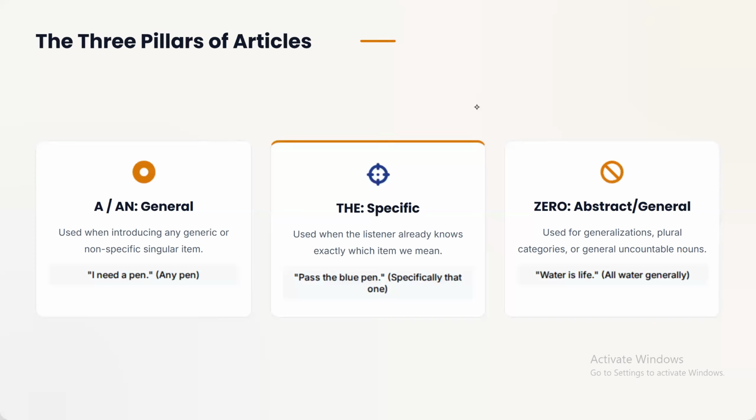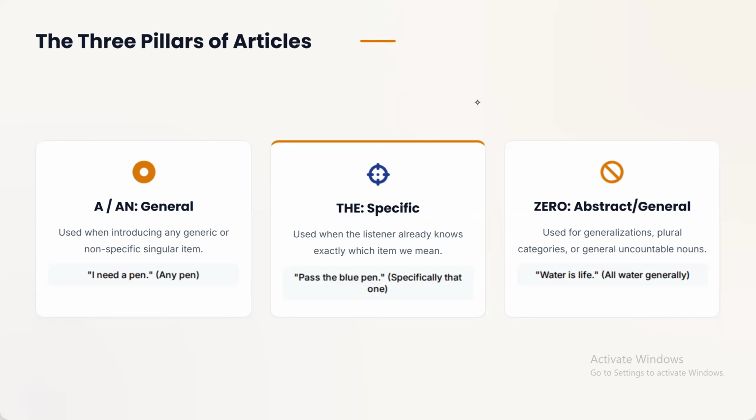So listen closely, guys. There are three simple categories you must memorize for your exam. The first one is a and an, general, indefinite. Use when introducing any generic or non-specific singular item. When you are introducing any generic noun, you use a or an, introducing it for the first time in a sentence. For example, give me a pen. That's the first time you're introducing it.